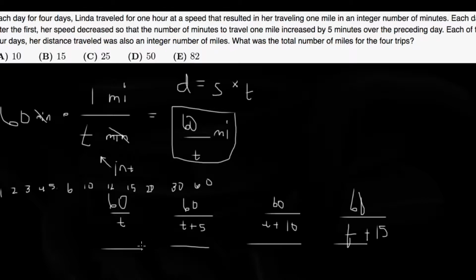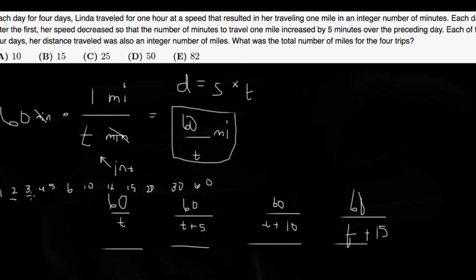Okay, so we'll plug in 1 first. So 60 divided by 1 is 60. That's an integer. 60 divided by 6 is 10. That's an integer. 60 divided by 11, that doesn't work, because that's not an integer. So now we're going to move on to the next one, 2. 60 divided by 2 is 30. 60 divided by 2 plus 5, which is 7, that doesn't work. That's not an integer.